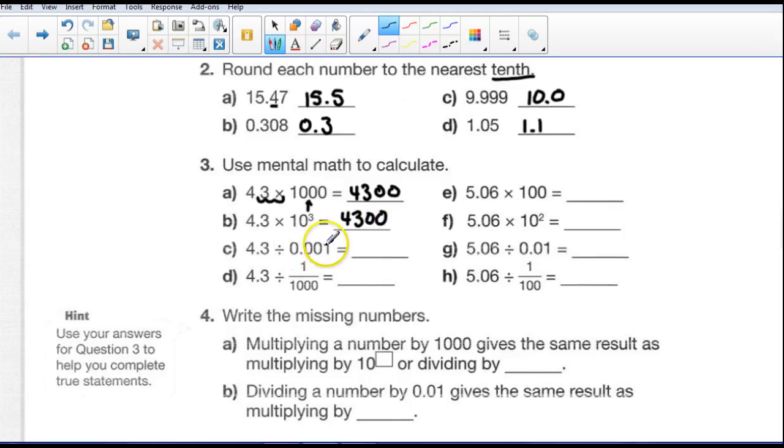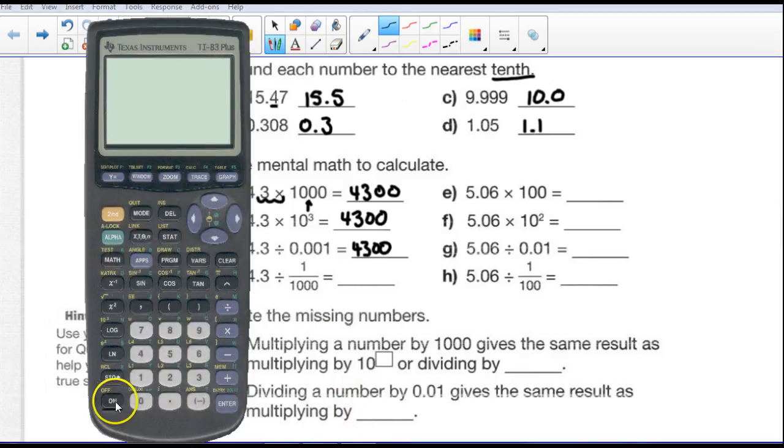Okay. 4.3 divided by 0.001. Well, when we divide, if we were to multiply we'd move it this way, but because we're dividing by a smaller number, we're going to be moving it to the right, so this number is also 4,300. What we can do is I can show you on the calculator. 4.3 divided by 0.001, and you can see we end up with 4,300.